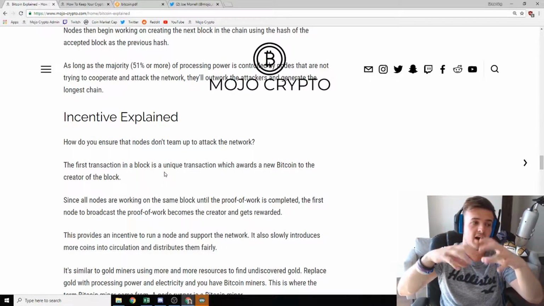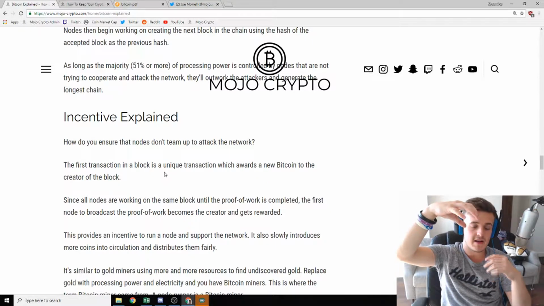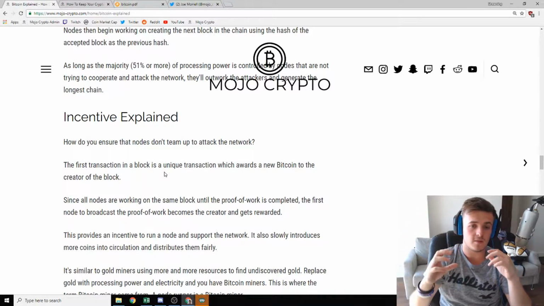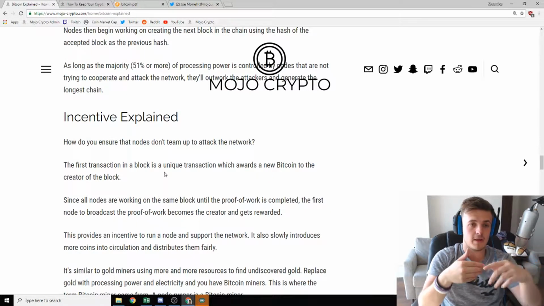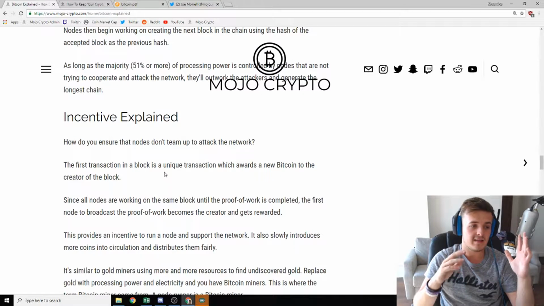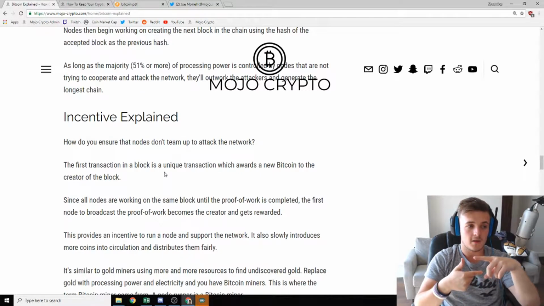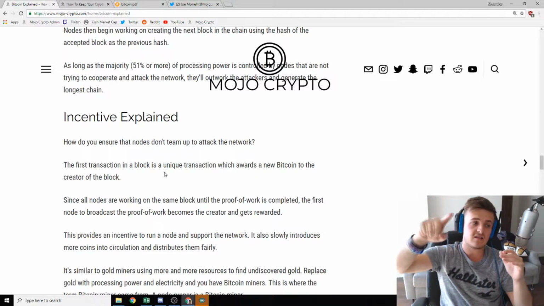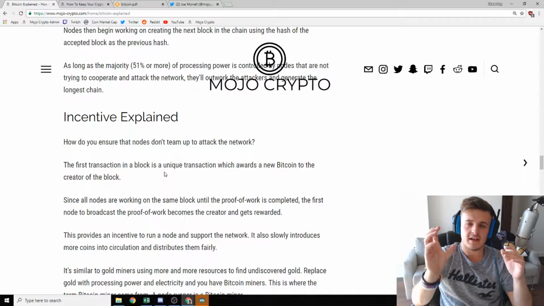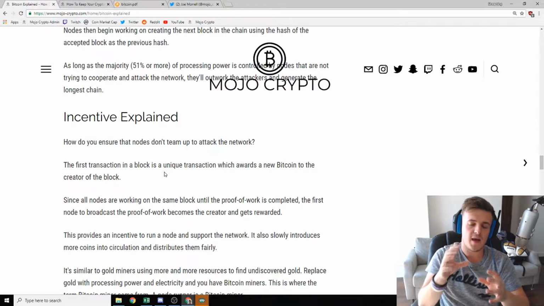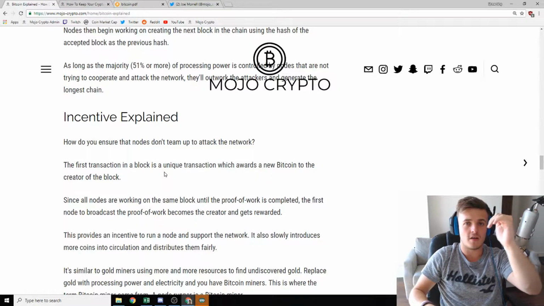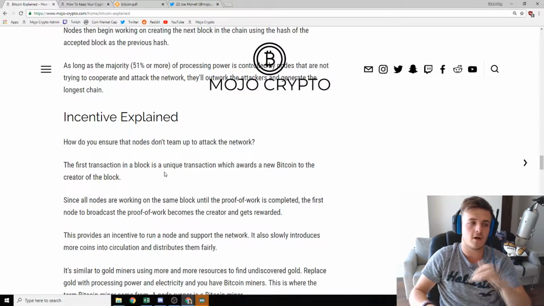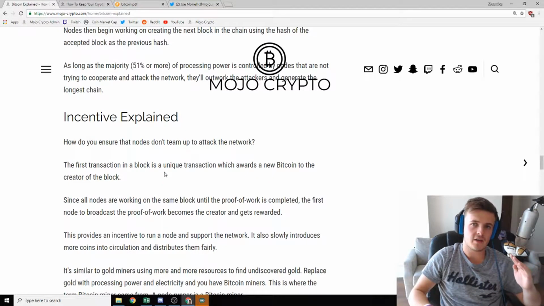So if you find the proof of work and everybody accepts that your proof of work was correct and wasn't malicious, that first transaction rewards you with some Bitcoin. That'll give you Bitcoin just for solving that block. When everyone accepts it, you'll get rewarded with a transaction that gives you a certain amount of Bitcoin. Back in the early days, when you'd solve a block, you'd get 50 Bitcoin. As the years go on, the amount of rewarded Bitcoin is halved, so you get rewarded less and less Bitcoin. But as the years go on, the value of Bitcoin goes up.